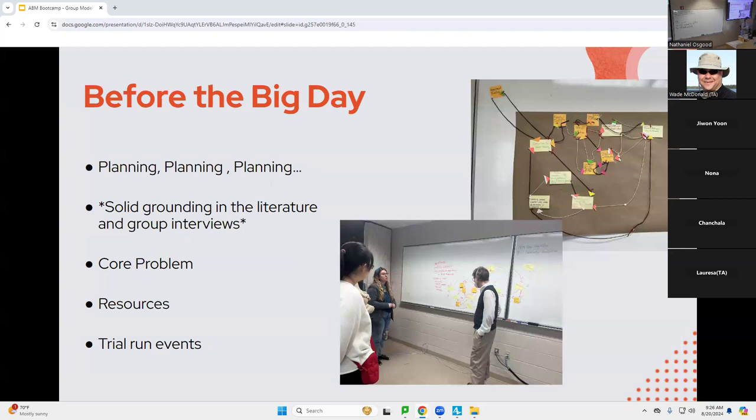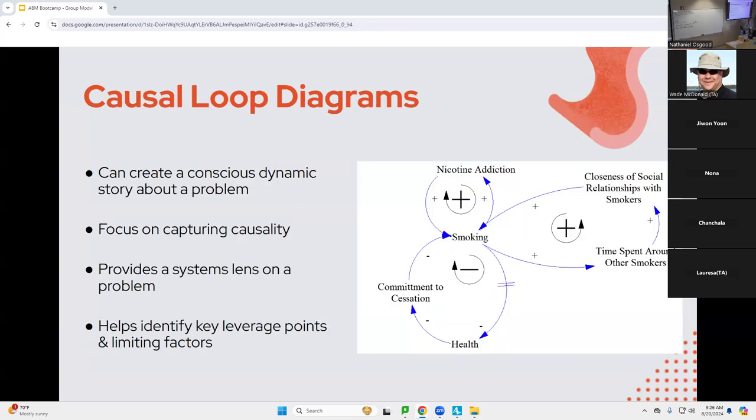Okay, so jumping back into the problem then. Or maybe I'll pause. Are there any questions so far, or thoughts on causal loop diagrams and things like that?